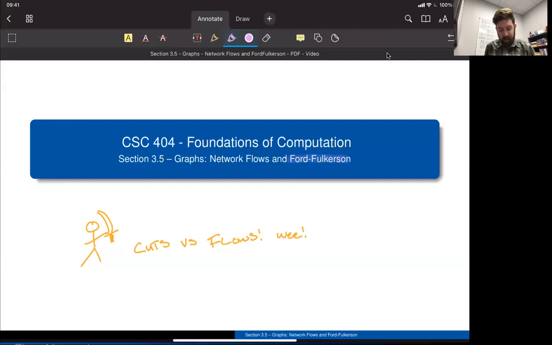Down below, I've got my cool little picture of this dude with the little sword from last section. That was all about looking at cuts. Today, we're going to be chatting about flows. What's really nice is that these two questions are very well connected. If you have a cut of something, it usually gives rise to a flow, and if you have a flow, it also connects back into a cut.